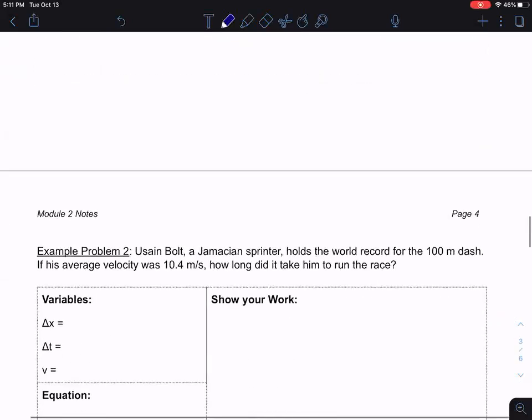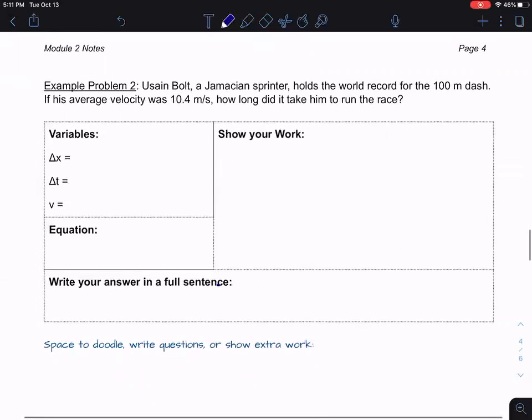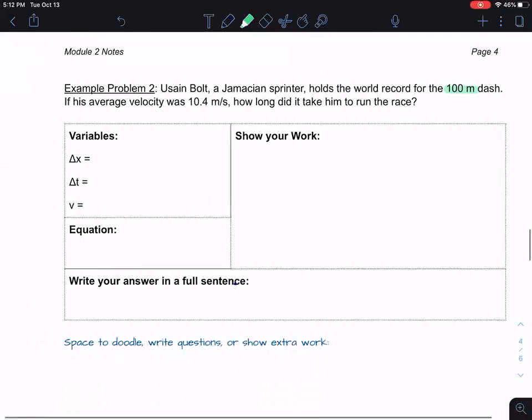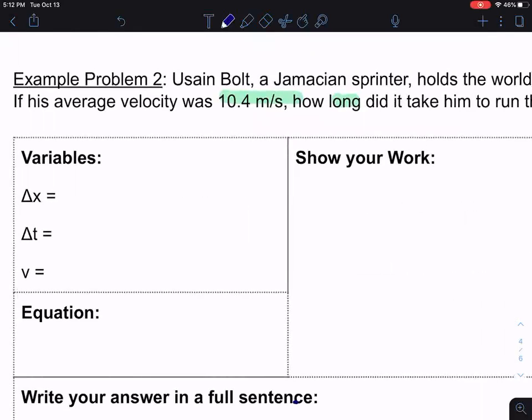Okay, our next example is slightly more complicated. Here we have Usain Bolt, who's a Jamaican sprinter, and he holds the world record for the 100-meter dash. And if his average velocity was 10.4 meters per second, how long did it take him to run the race? So here my variables are a little different. My distance, or my displacement, sorry, is 100 meters. I'm looking for the time, and my average velocity is 10.4 meters per second.